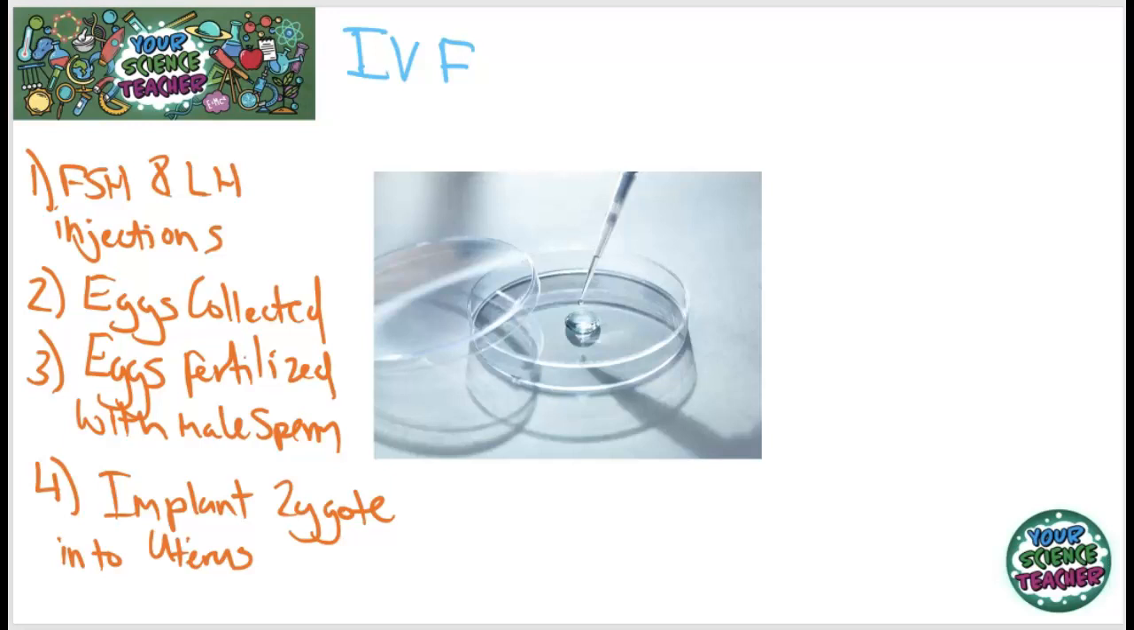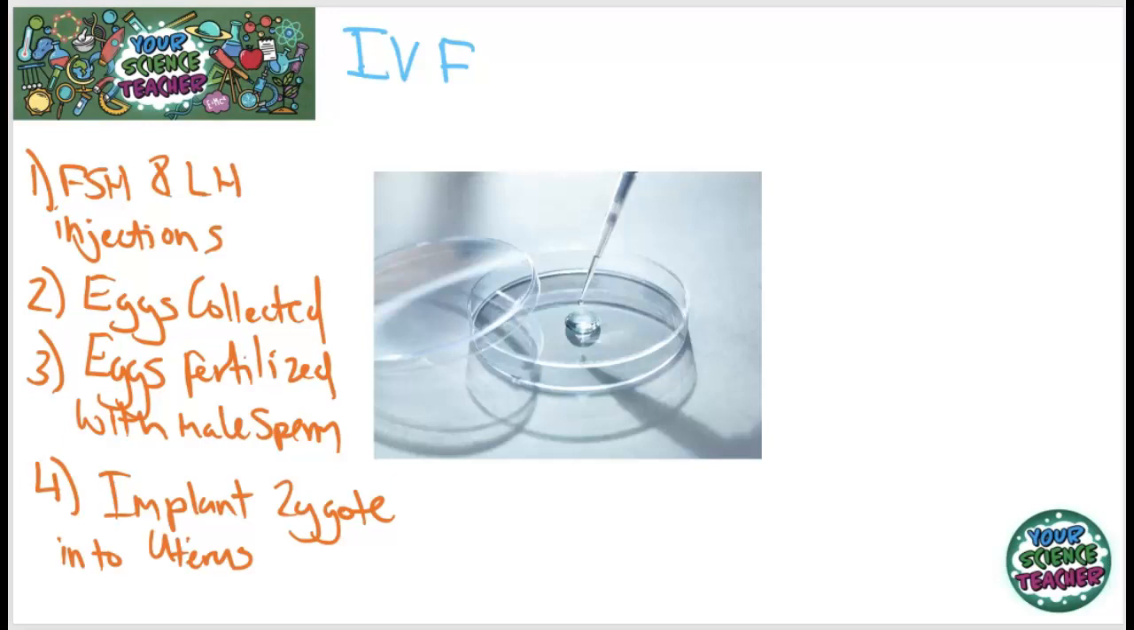However, it does have disadvantages. For example, it's not 100% successful. Some zygotes, unfortunately, will not implant. With all the chemicals in the world, it just won't happen.